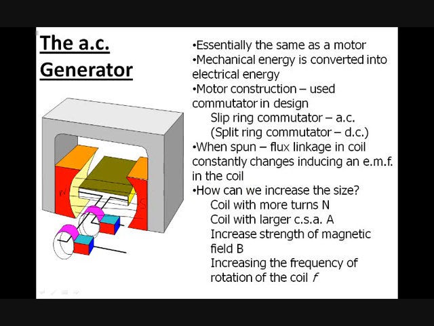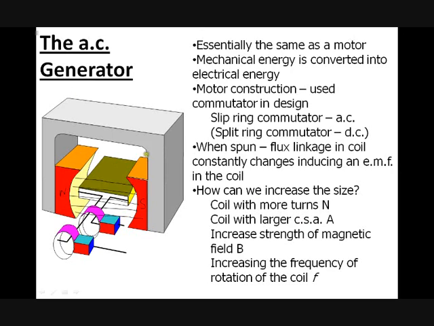So how can we increase this rate of change? Because remember, a changing flux linkage will induce an EMF. Well, we can have more turns on the coil, or we could use a larger cross-sectional area, that would give us a greater change of flux linkage. We could use more powerful magnets, stronger magnets, would give us a greater change of flux linkage, or we could increase the frequency of rotation. The faster the frequency of rotation, then obviously the more the flux linkage is changing.